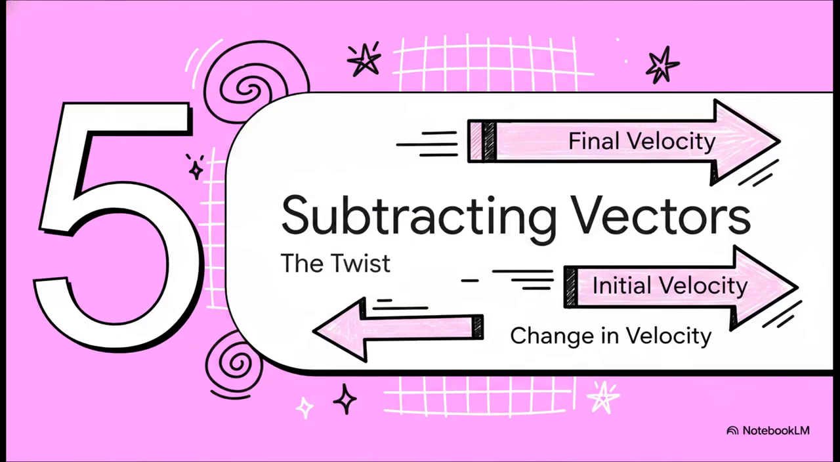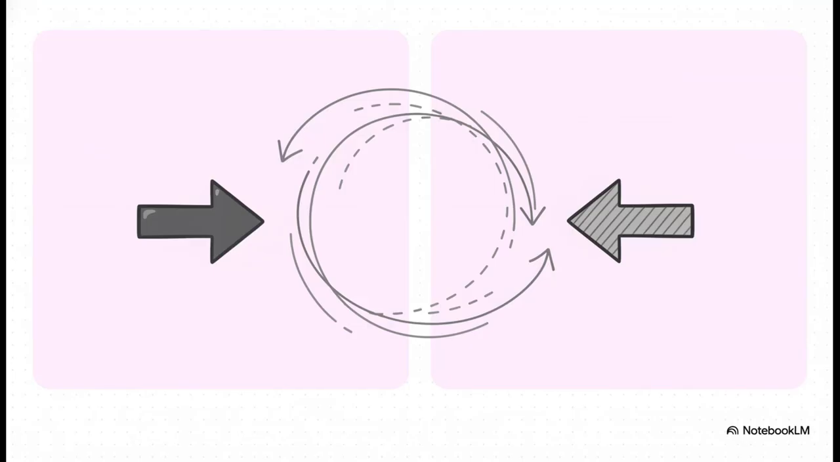And finally, section 5, subtracting vectors. This is where we get to the twist. Now, what's really interesting about this is that often in physics you actually have to subtract vectors, like when you're finding a change in velocity. But here is the plot twist. We don't actually have to learn a whole new set of drawing rules. Nope. Instead, we take a subtraction problem like a minus b, and we literally just turn it into an addition problem, a plus negative b.